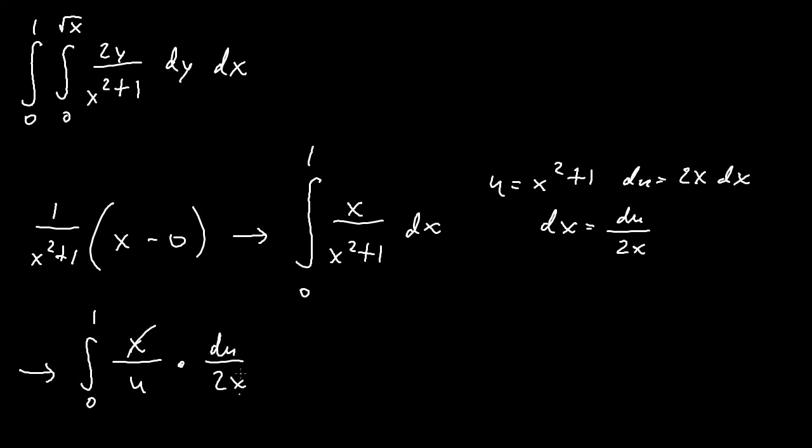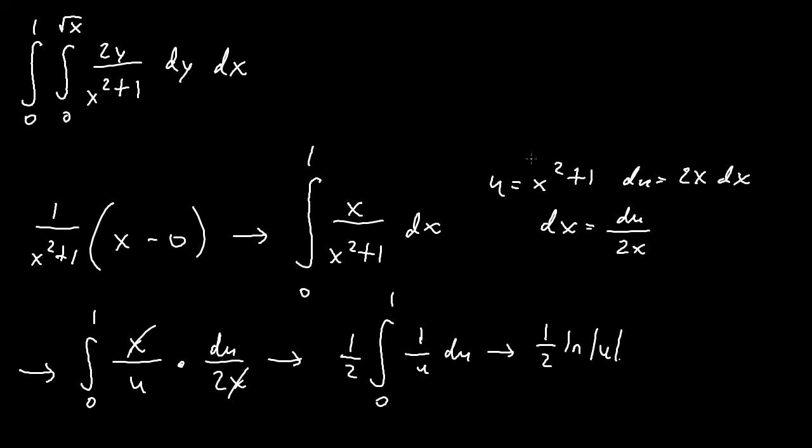Notice the x's will cancel. 1/2 can come outside the integral because it's a constant. So we get 1/2 times the integral from 0 to 1 of 1 over u du. Now the integral of 1 over u is just the natural log of the absolute value of u. We do have 1/2 outside as a constant, so we have 1/2 times the natural log of the absolute value of u. And don't forget u is equal to x squared plus 1, so I can go ahead and substitute that back in. 1/2 natural log of the absolute value of x squared plus 1.